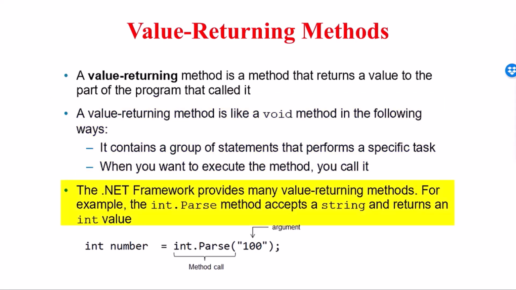The .NET framework provides many value returning methods. For example, you've been using these things already. The int.parse method accepts a string and returns an int value. And you use that right in here, where you actually put in a 100, or something comes in from a text box or whatever, and you int.parse it, and you end up with a numeric value, an integer, basically. Same thing with double.parse, ToString, those kinds of methods. They're all there. They're all value returning methods. But now we're going to be able to create our own that we can use. So let's take a look at this.